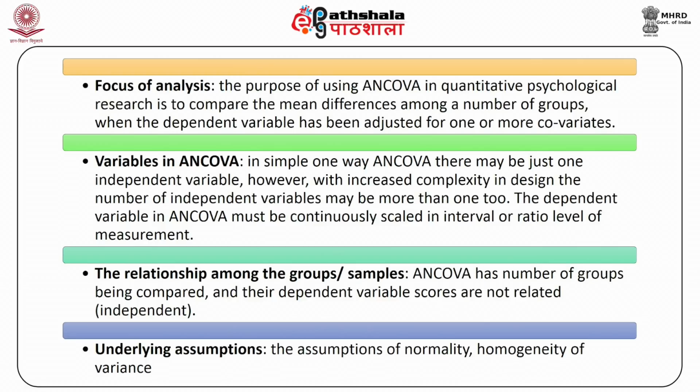In simple one-way ANCOVA, there may be just one independent variable. However, with increased complexity in design, the number of independent variables may be more than one or two. The dependent variable in ANCOVA must be continuously scaled, at the interval or ratio level of measurement. The relationship among the variables or among the groups or samples: the groups being compared are independent, and the dependent variable scores are not related. The underlying assumptions are normality and homogeneity of variance.